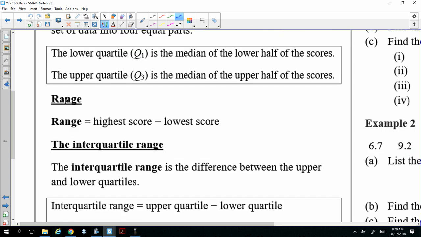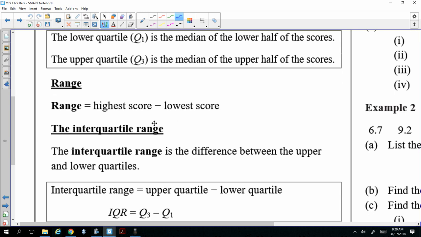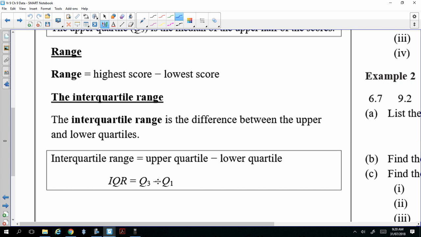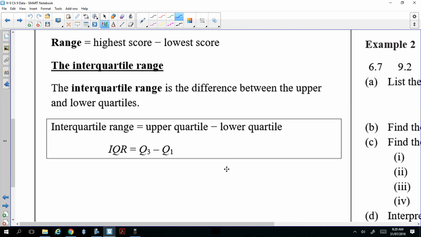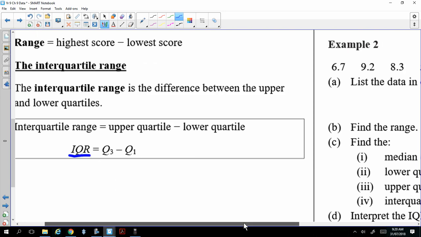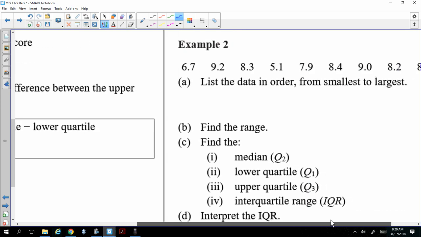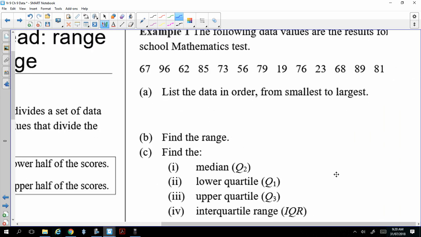And there's a measure called range, the high score minus the low score. And the interquartile range is Q3 minus Q1. Okay, you need to remember this important formula. A shorthand for interquartile range is IQR. We're going to show you how to do this both with the calculator and without the calculator. Let's do the first one.